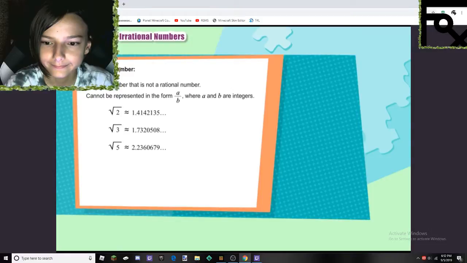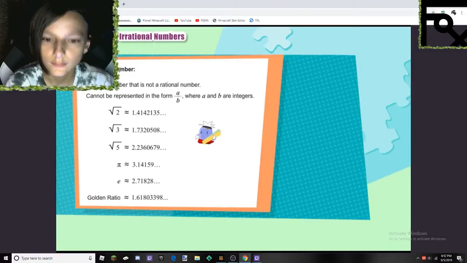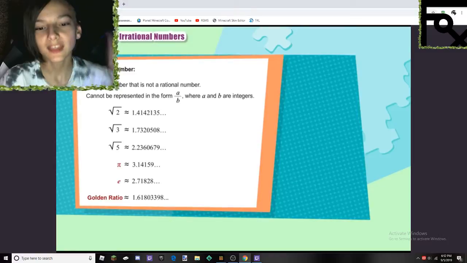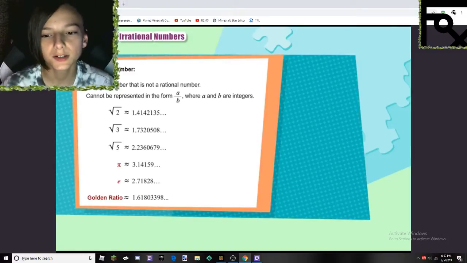It's important to note that not all square roots are irrational numbers. In fact, the square root of any perfect square, such as the square root of 4, 9, or 16, can be represented as the ratio of 2 integers and are therefore rational. Many square roots are common irrational numbers. Pi, e, and the golden ratio are also examples of other common irrational numbers.